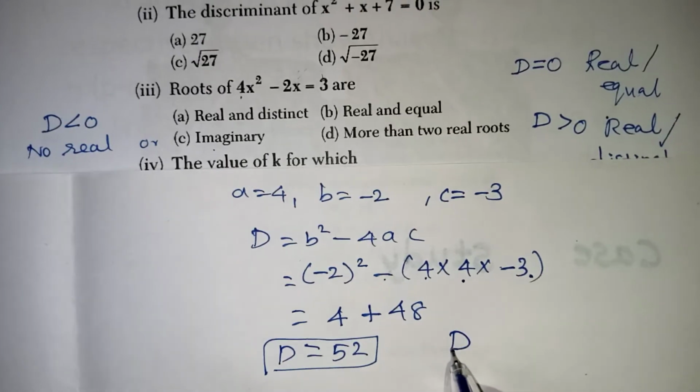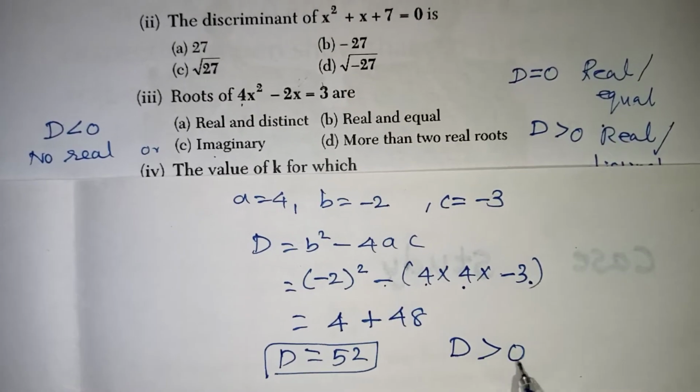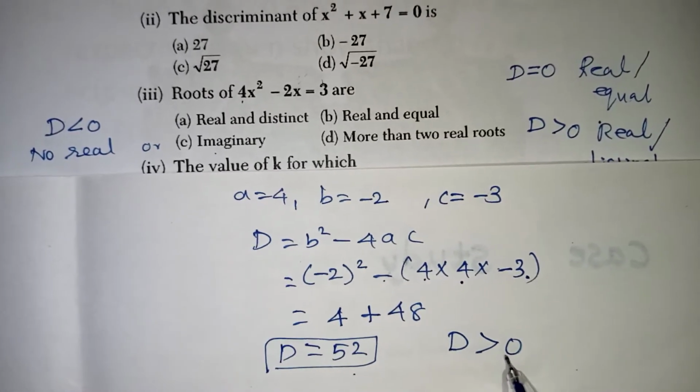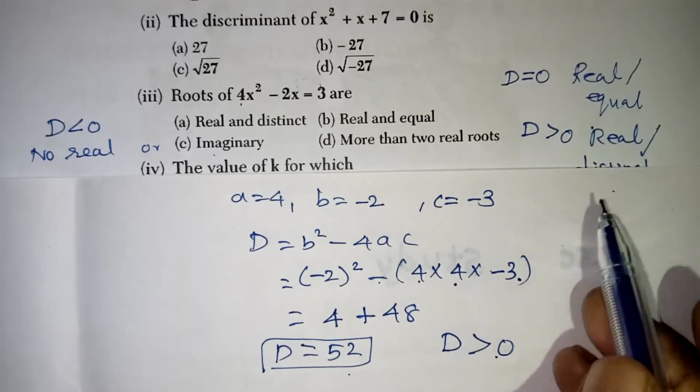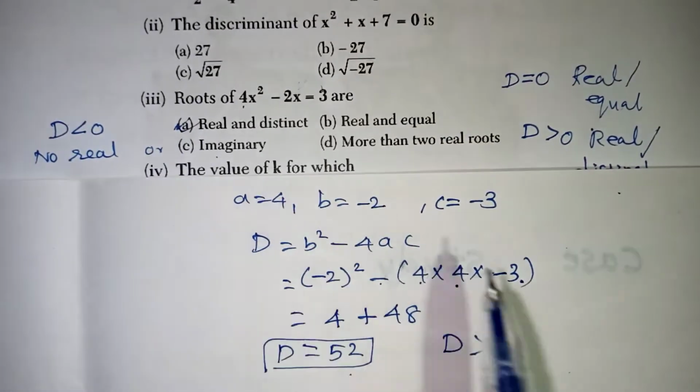So the discriminant value is greater than 0. Since it is a positive number, the discriminant is greater than 0. So the roots are real and distinct. So the first option is the correct option.